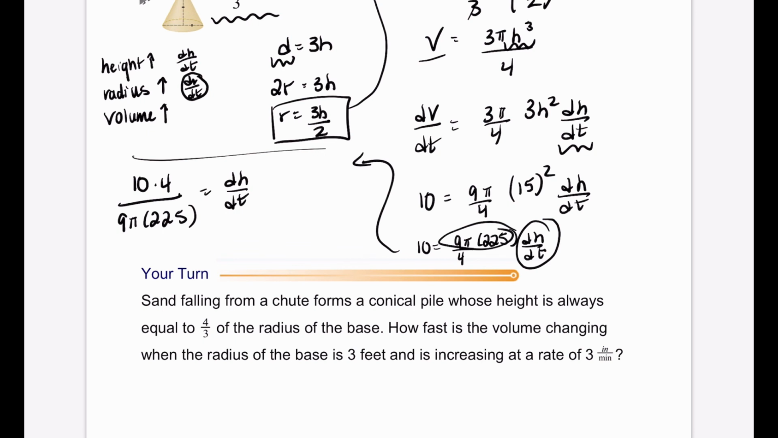Notice that this is a positive value, and that's because my height is increasing, so it wouldn't be negative. If you simplify this all out, then you would get 8 over 405 pi feet per minute equals dh over dt.